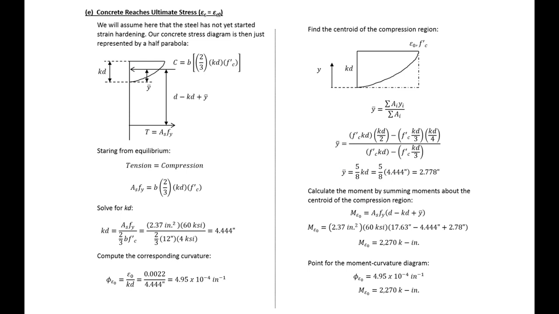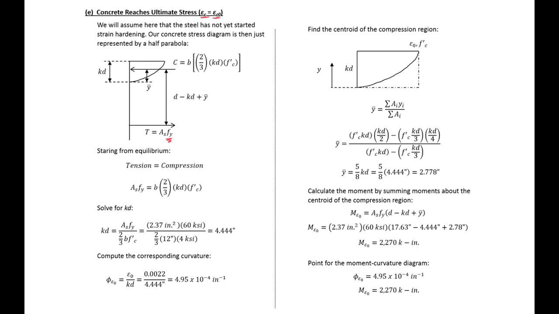The next point that we're going to look at is the point when our concrete reaches the ultimate stress. So epsilon C at the top of our section is going to be equal to epsilon C naught. Here we're going to assume that our steel hasn't started yet in the strain hardening region. This will be an assumption that we need to go back and check later. But that means that we can just use our steel stress equal to Fy.